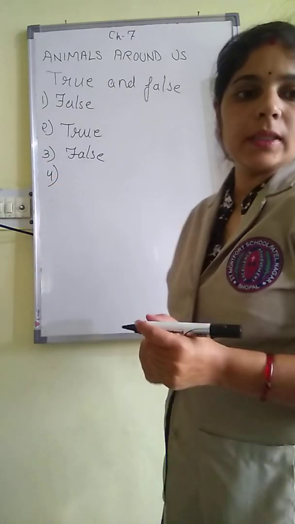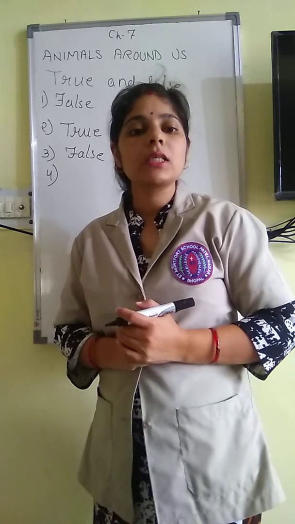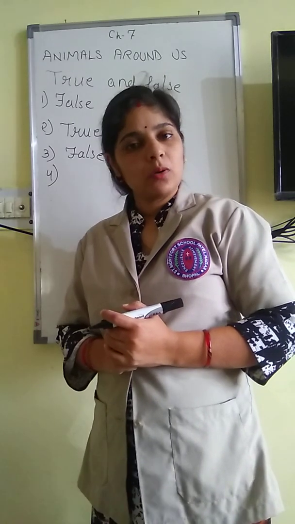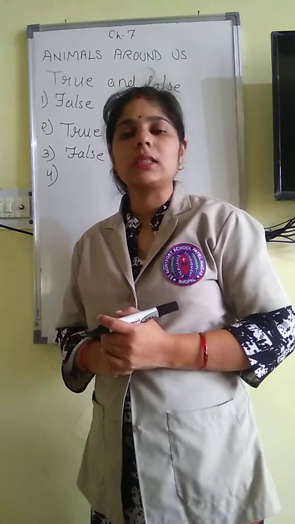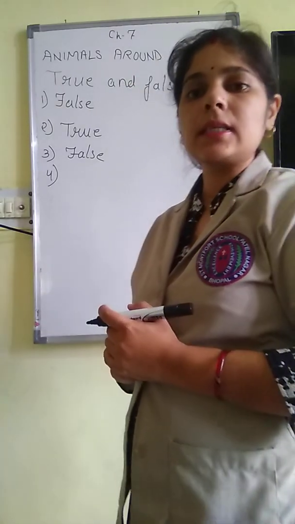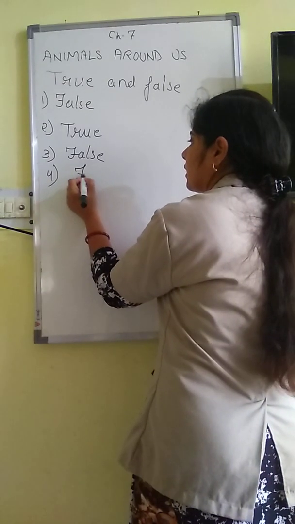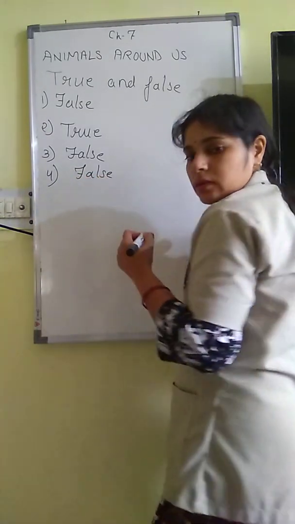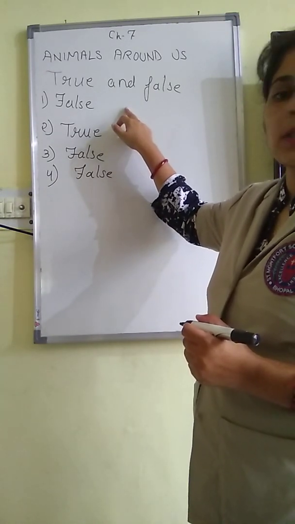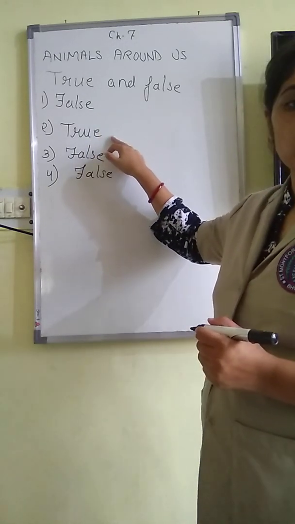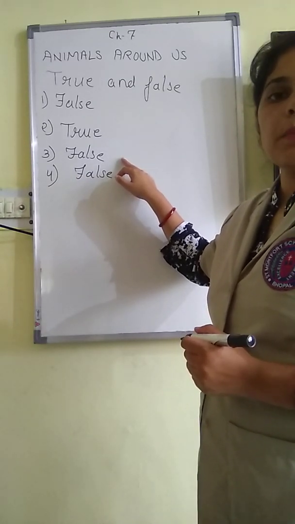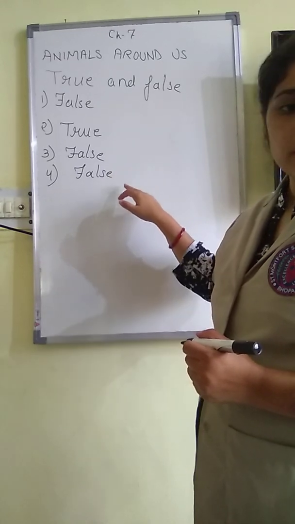Coming on to the fourth one, that is the last one. Ostrich is the biggest animal on the earth. So is the ostrich the biggest animal on the earth? No, there are many animals bigger than the ostrich. That is your African elephant, blue whale. These are all the biggest animals on the earth. So this statement is again false. So here your first one is false. Second one, dog uses its tail to express emotion, it is true. Third statement, crocodiles are land animals, is false. And ostrich is the biggest animal on the earth, it is again false.